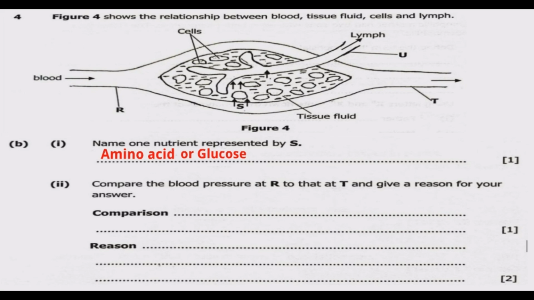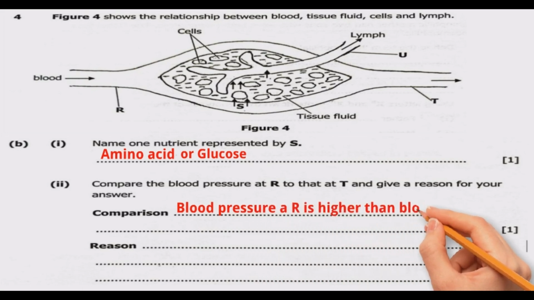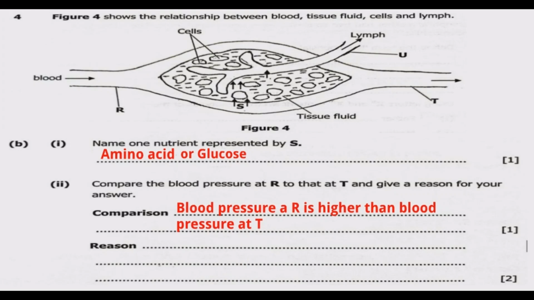Okay, we come to question B2. Question B2 is as follows. Compare the blood pressure at R to that at T and give a reason for your answer. Okay, so let's start with a comparison. The comparison is that blood pressure at R is higher than blood pressure at T. That is the comparison we can make.